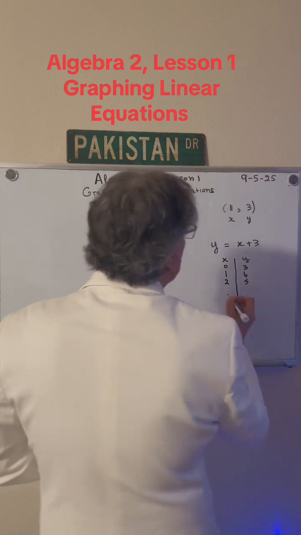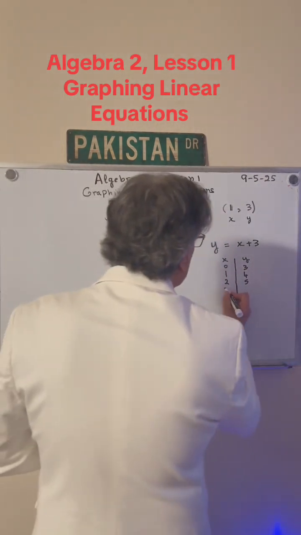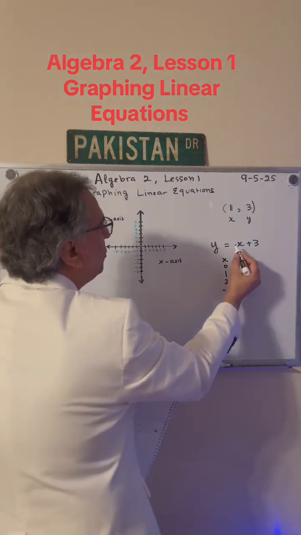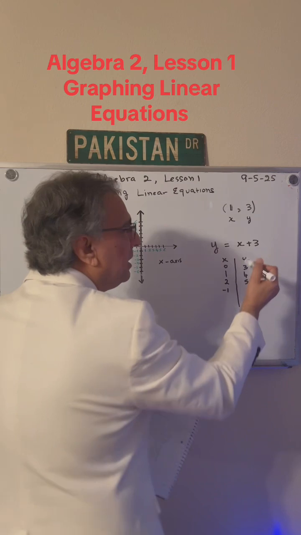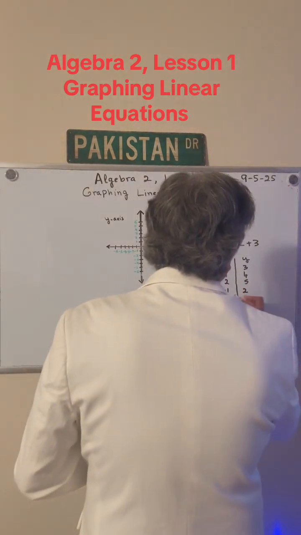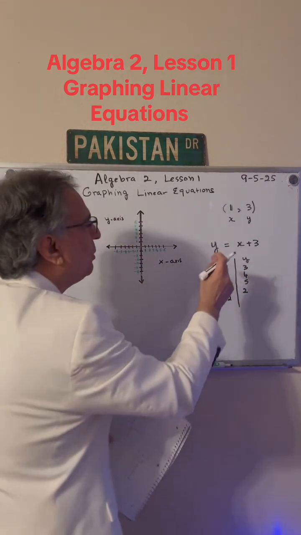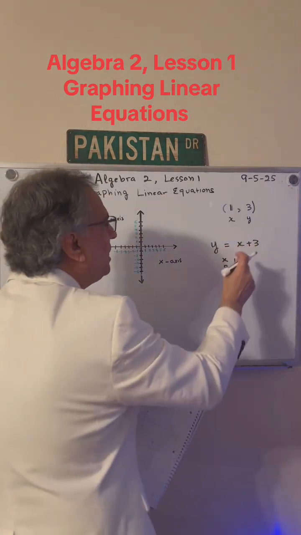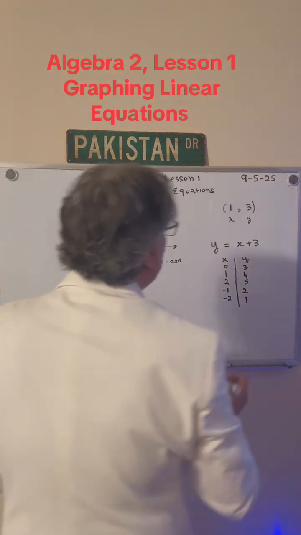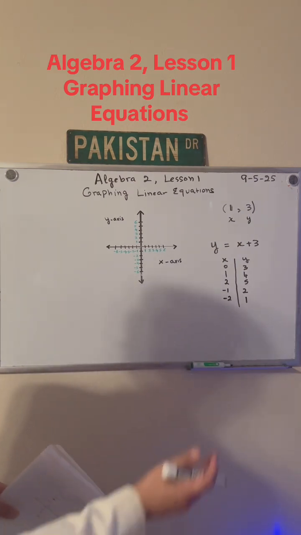How about if I say x is equal to -1? Then y would be equal to -1 plus 3, which is 2. If I do -2 right here, then y would be equal to -2 plus 3, which is 1. So now what we can do is take these numbers and plot them.